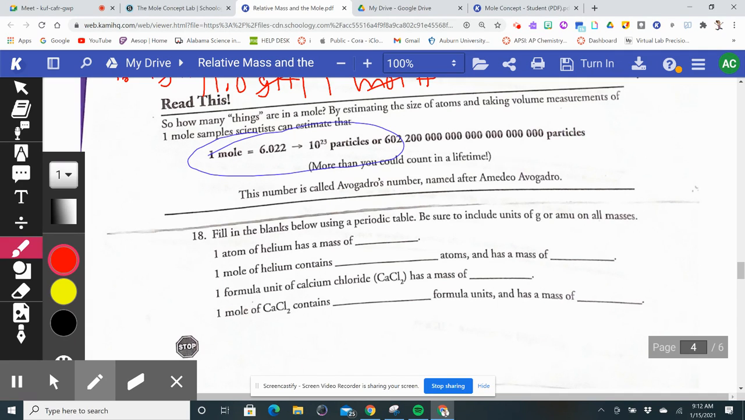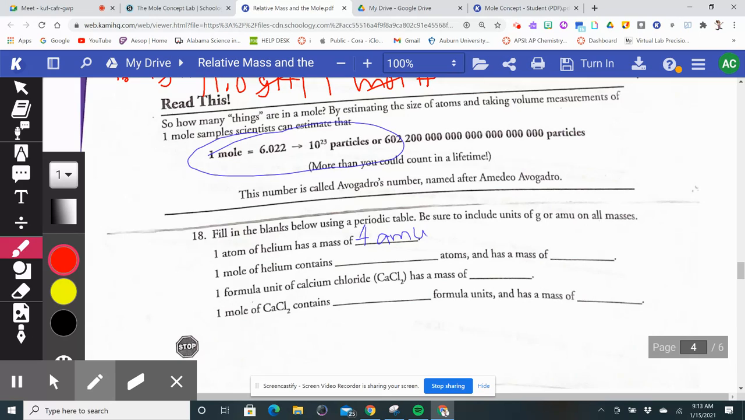So fill in the blanks. Using the periodic table, be sure to indicate units of grams or atomic mass units on all masses. So one atom of helium. Now we're just talking about one atom of helium. What is its mass from the periodic table? 4.0 whatever. Is it grams or atomic mass units? Atomic mass units, because we're just talking about one atom.